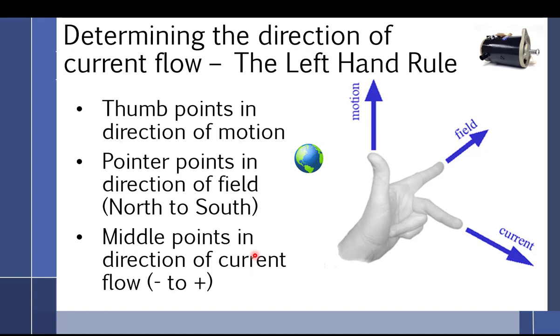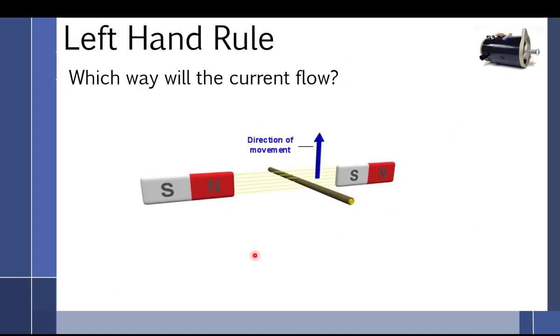And it becomes a right hand, so left hand. All right, so if we keep that in mind, we go back to looking at this. Which way will the current flow? So I've got thumb points in what? North. Direction of movement, okay. And pointer is what? Current.